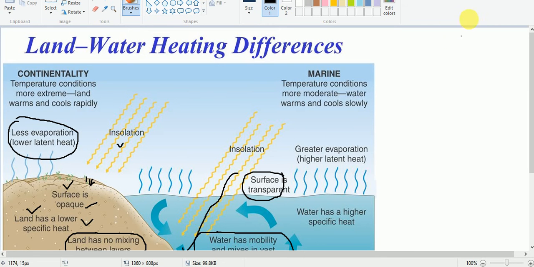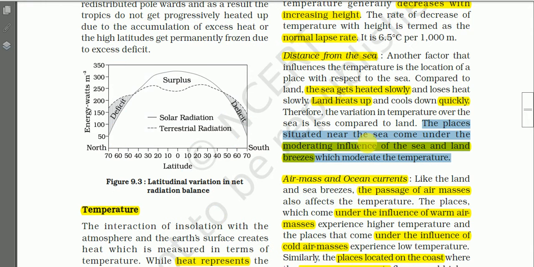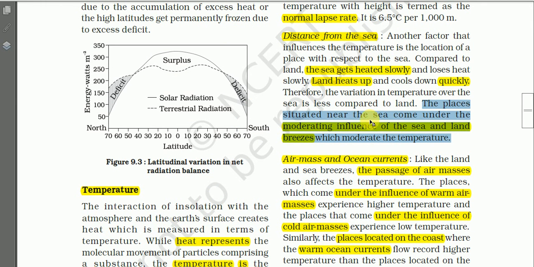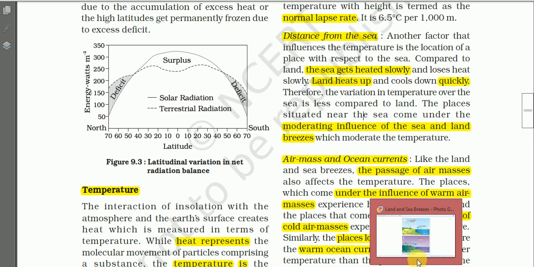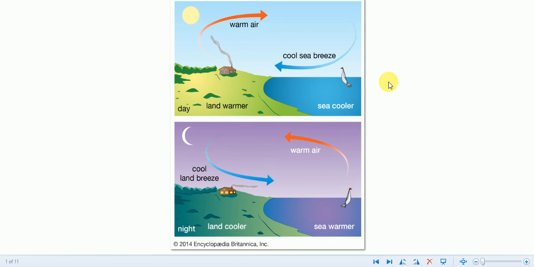One more diagram is here. See here. Places situated near the sea come under the moderating influence of the sea, and the land and sea breezes moderate the temperature. Sea breezes and land breezes you have learned earlier. See here, this is the diagram showing the land breeze and the sea breeze. During the daytime, a cool sea breeze is blowing towards the land, whereas in the night time this cool land breeze is blowing towards the sea.